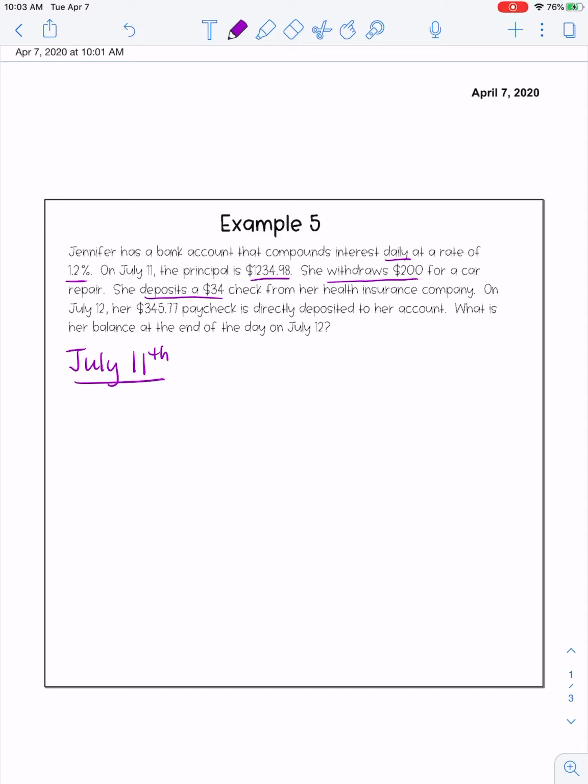So she started with a balance of $1,234.98. Before I can calculate the interest for that day, I need to figure out what her actual balance is. It started with this, but then she did some transactions, right? So let me just fix that. Starting balance.